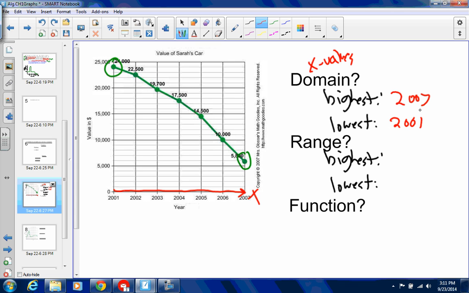Okay, that's the highest and the lowest, and that's your domain. The domain goes from 2001 to 2007. Range, on the other hand, is in blue. It's based on the y values.